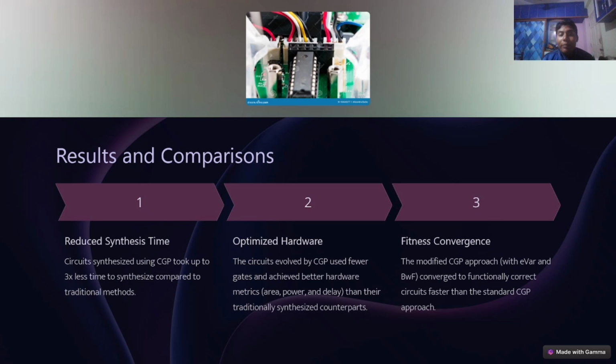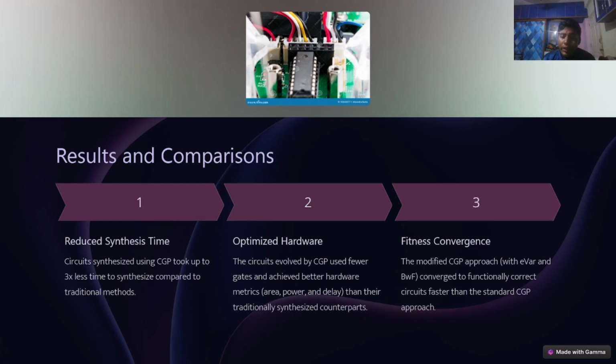Result and comparison: reduced synthesis time. As I said, circuits synthesized using CGP took up to 3 times less time to synthesize compared to traditional methods. And optimized hardware: the circuits evolved by CGP use fewer gates and achieve better hardware metrics, area, power, and delay than their traditionally synthesized counterparts. As I said, it just evolves your hardware, it evolves the circuits in such a way that it's more efficient to actually use.